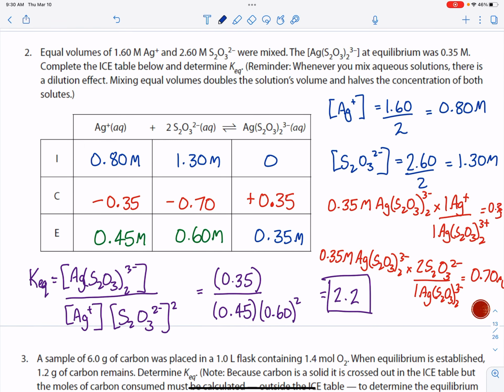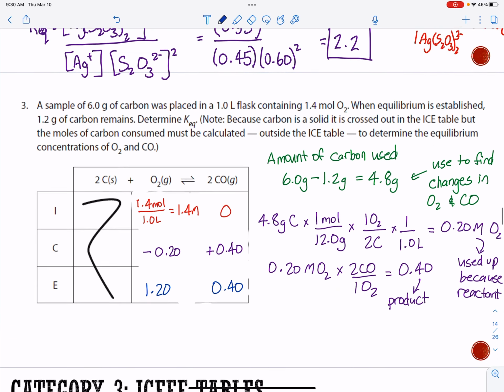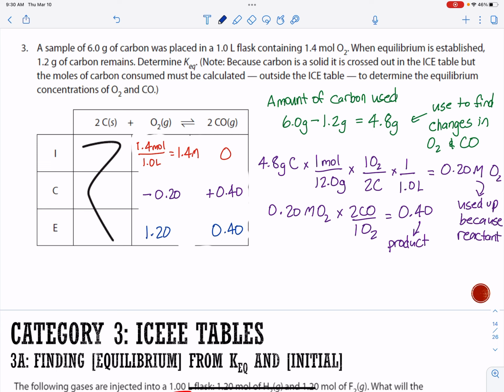Okay, with problem number 2, I got an answer of 2.2. So again, same sort of thing. These were the problems that we tried actually in the class as well. So I got 2.2 as the answer. Question 3 here is a little bit trickier.